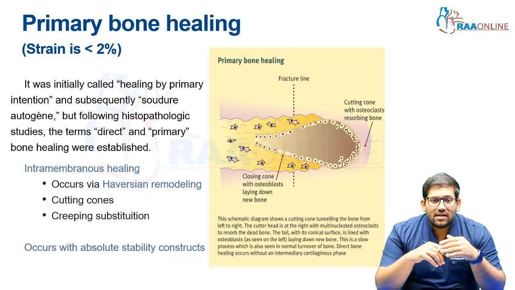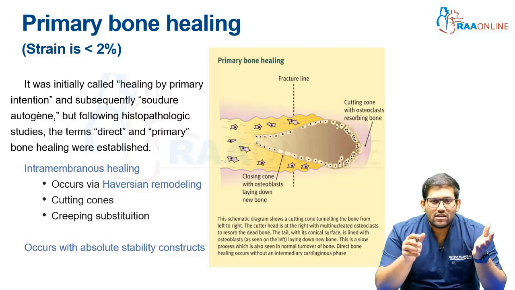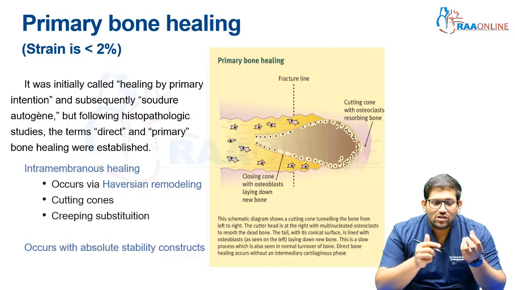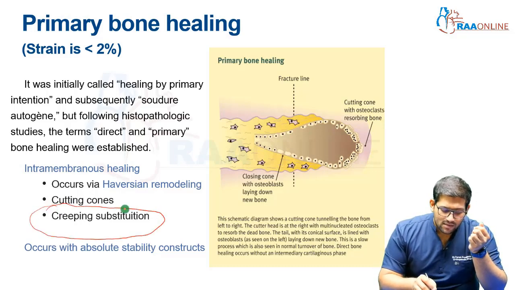It heals by something which was initially called primary intention and further on pseudo-osteogenesis, but following all the studies, it was called direct or primary bone healing. The type of healing is intramembranous healing, wherein you use the term creeping substitution. So, bone healing by creeping substitution through cutting cones.